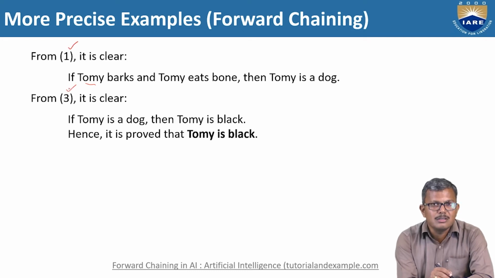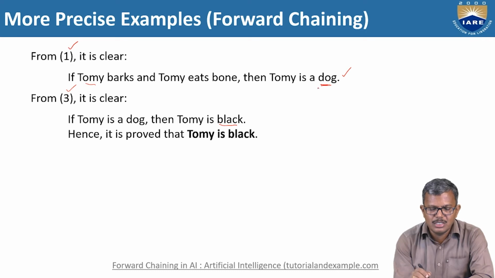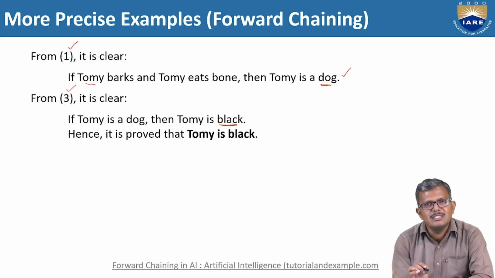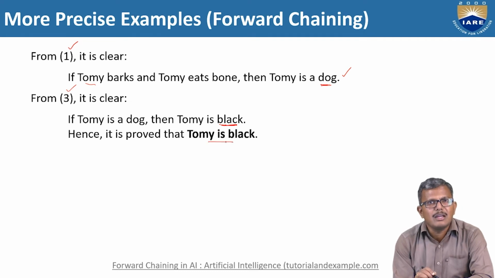If you talk about fact number 1, and then fact number 3, this is the case. From statement 3, if Tommy is a dog, then obviously Tommy is black. After applying the first fact, we have proved that Tommy is a dog, because this representation exactly matches the facts provided to us. That is our first goal. Once it's done, using this statement we say that Tommy is black, because in the facts we represented that if D is a dog, then D is black. Like this we are able to prove that Tommy is black.